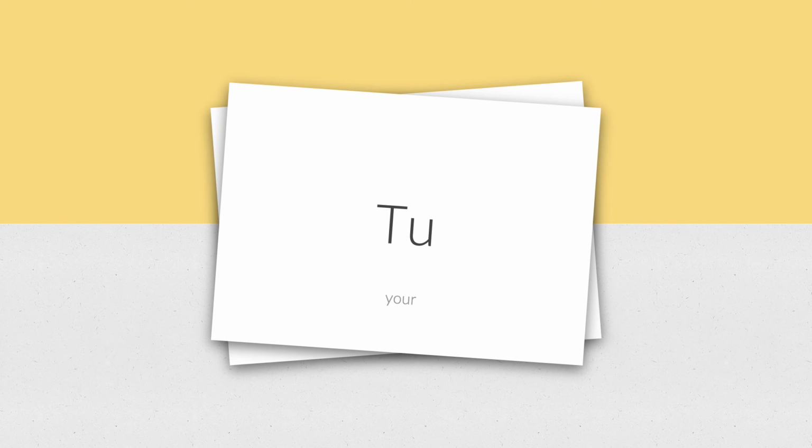Tu means your. Tu is your. So you're describing something that belongs to someone else. If you're commenting on someone's shirt, someone's shoes, on someone's anything, you'd use the word tu. Now, tu is informal. We'll look at some formal conversation a bit later, but usually it's the most commonly used word for you or your.